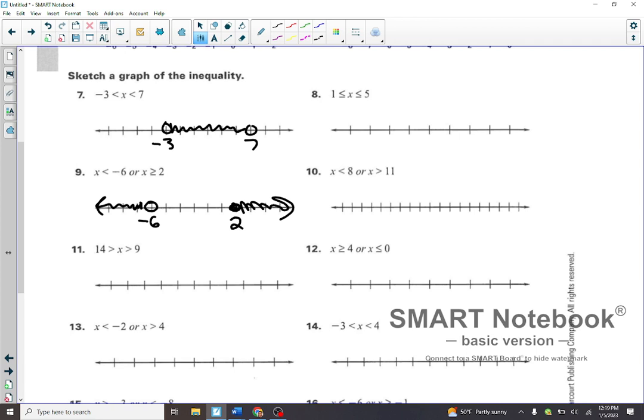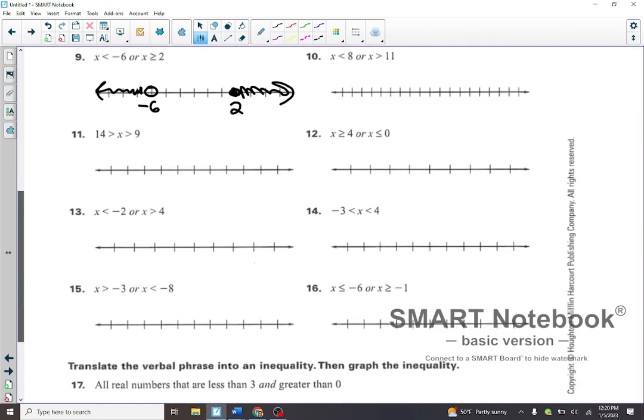So pretty easy. You don't have to do any math. You just put the numbers down, okay? But that's not how it's going to be on the test always. Let's do some with some.